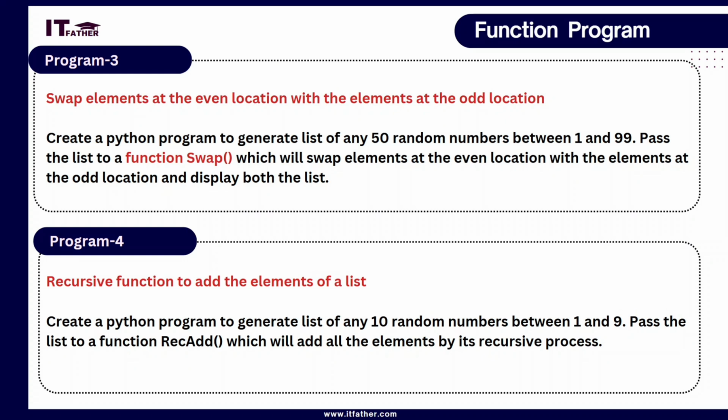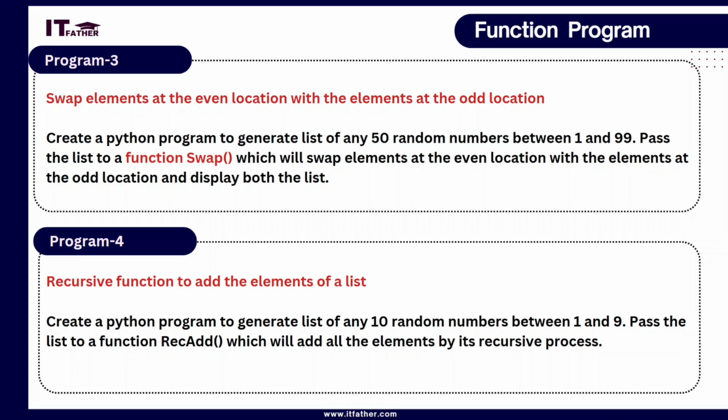We have to swap the elements at the even location with the elements at the odd location using a function. So it means we have to make a Python program to generate a list of 50 random numbers between 1 to 99, and then pass this list to the function swap, which is a custom, user defined function. This function is going to swap the element of even location with the element of odd location, and it will display both lists, the previous list and the list after swapping.